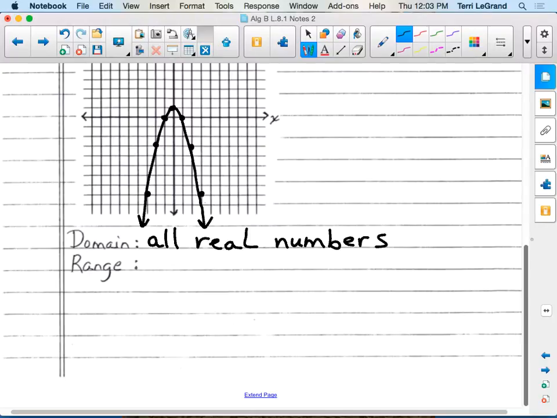That's the range. Y is less than or equal to 1. So in other words, this one has a minimum or a maximum? A maximum. It can't go any higher than that. And the maximum is what? 1. So it can't go any higher than 1. So y is less than or equal to 1. Good job. Okay. Any questions on graphing and finding the domain and the range?